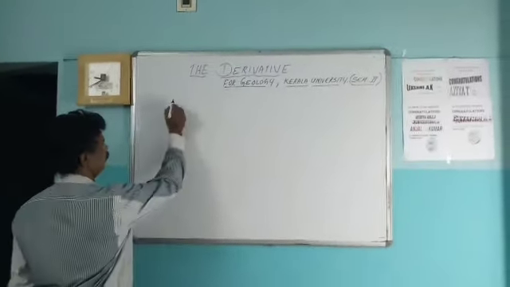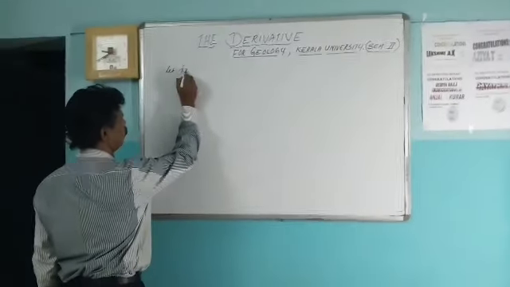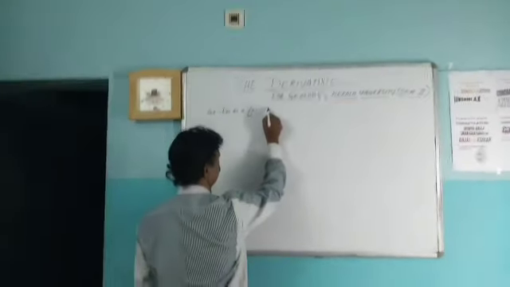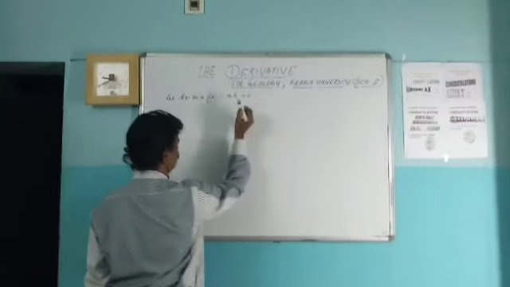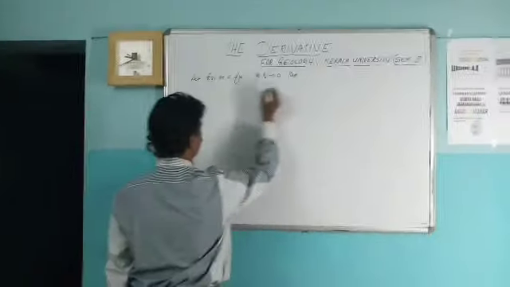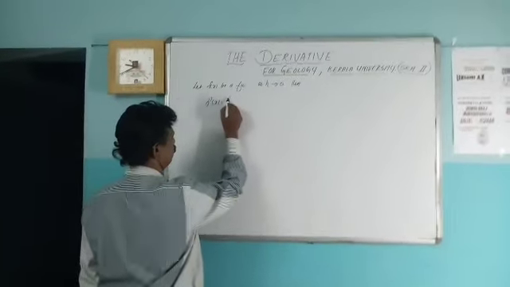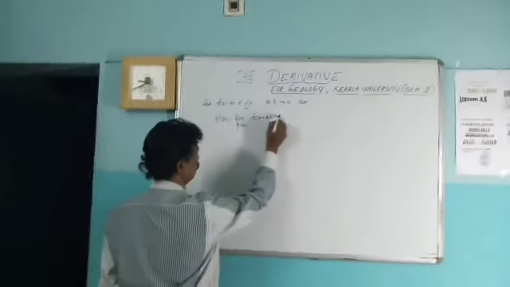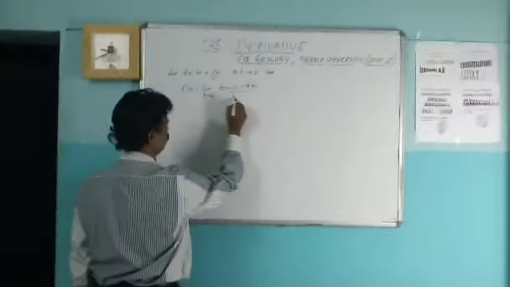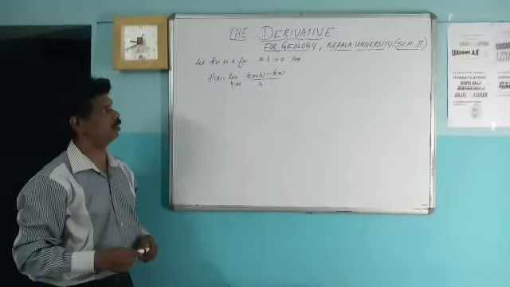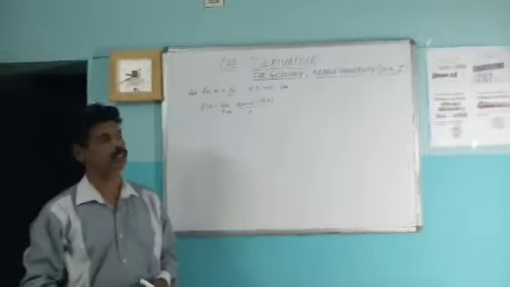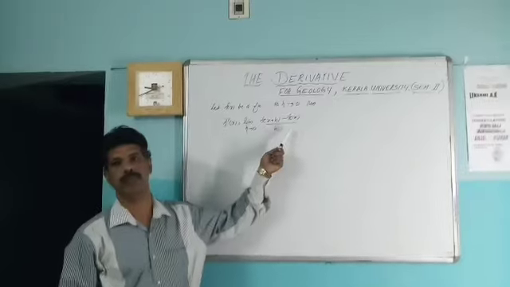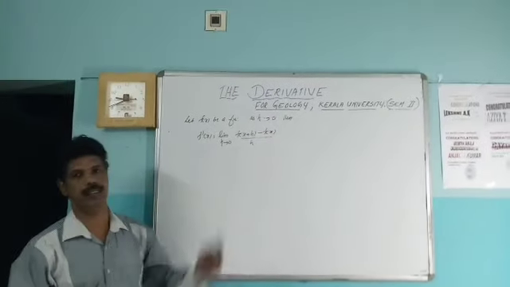Let f of x be a function. As h tends to 0, then f dash x equals the limit as h tends to 0 of f of x plus h minus f of x, divided by h.